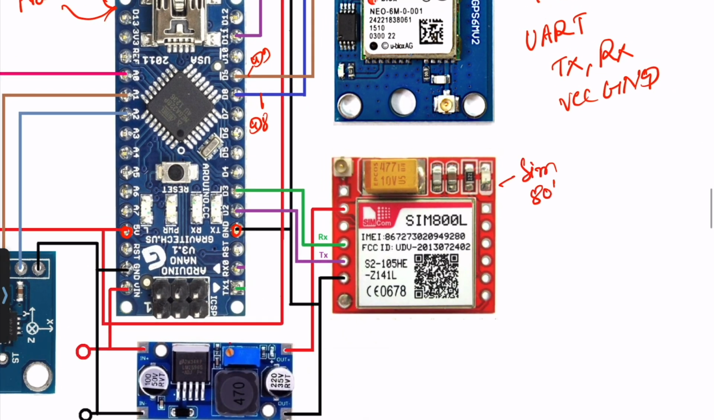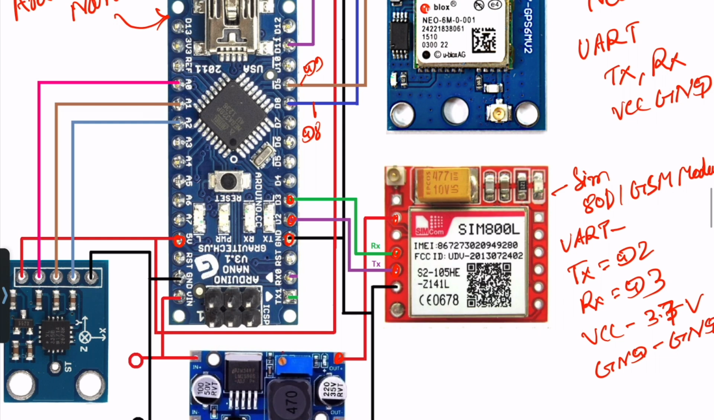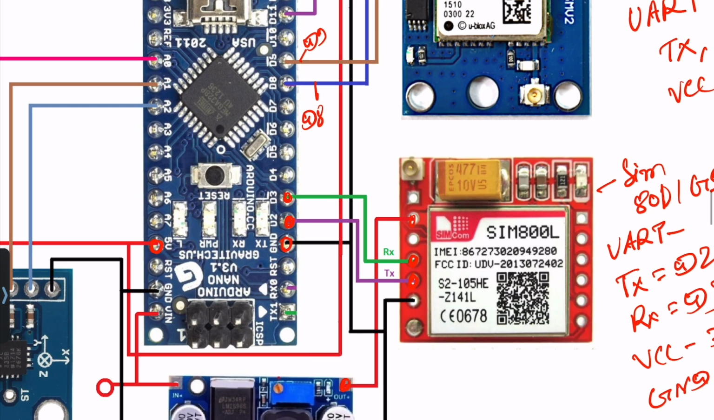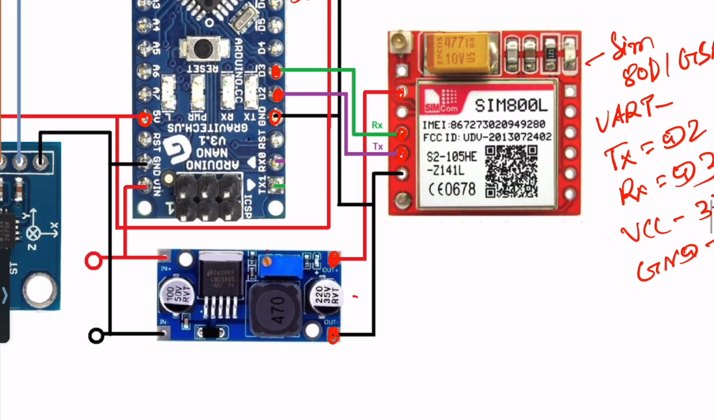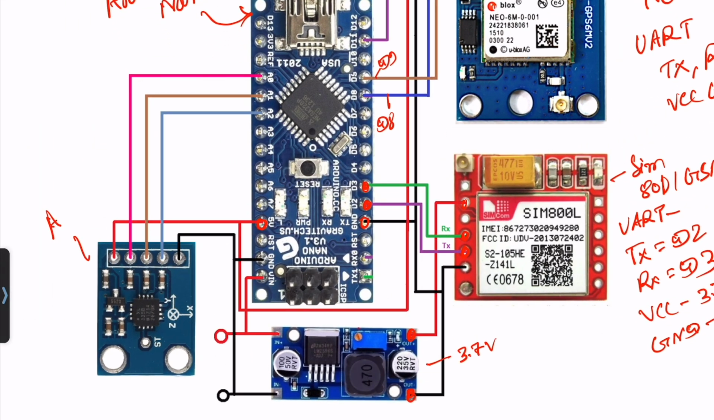Downward, I use this SIM800L module. It also works on UART. It requires only TX, RX, VCC and ground pins. The TX will be connected to pin D2, RX will be connected to pin D3, VCC will be connected to 3.7 volt and the ground will be connected to ground. The output side of this LM2596 step down converter is required to be only 3.7 volt.